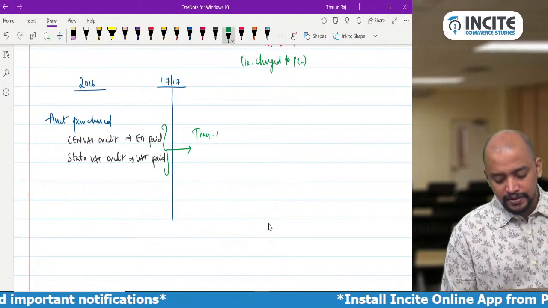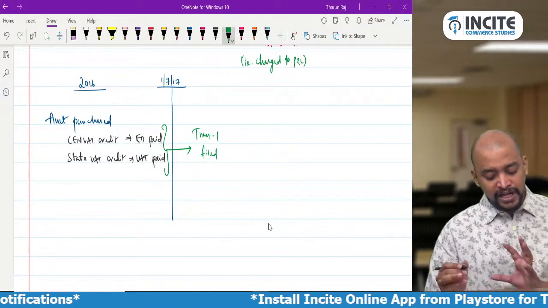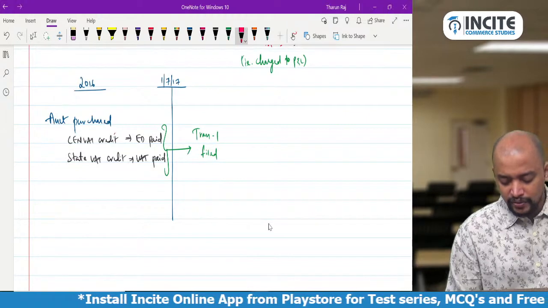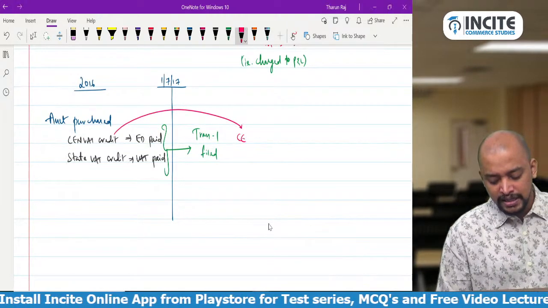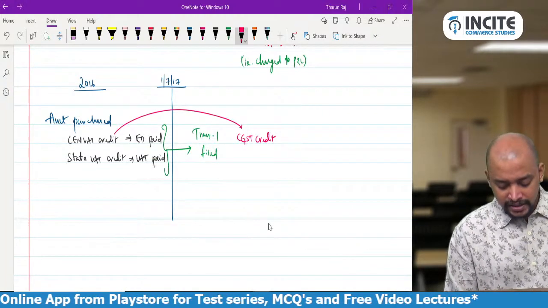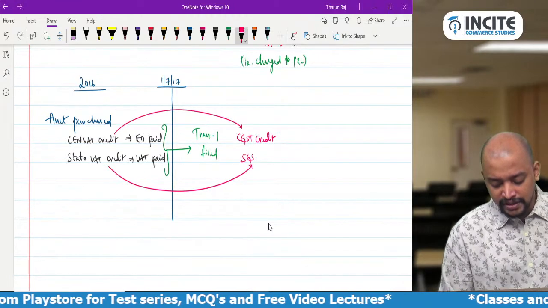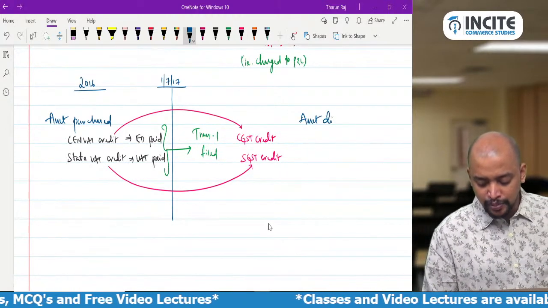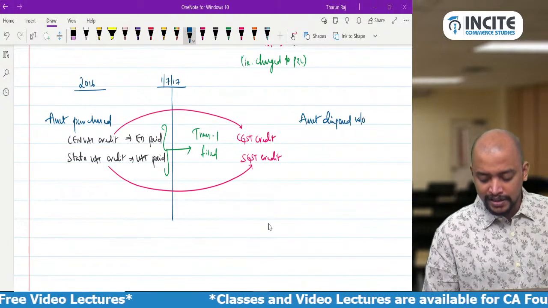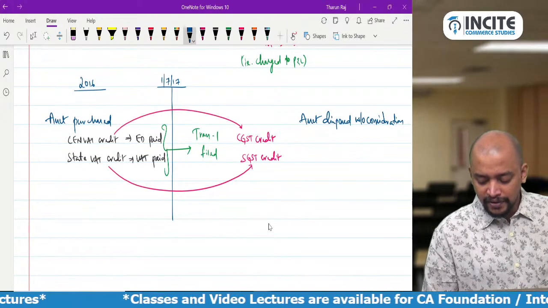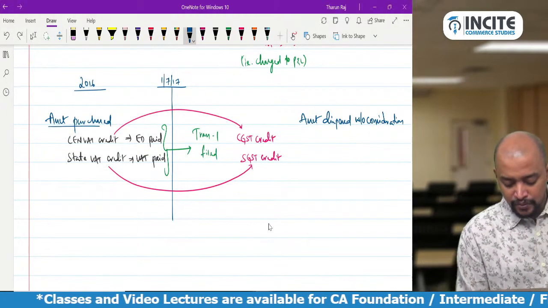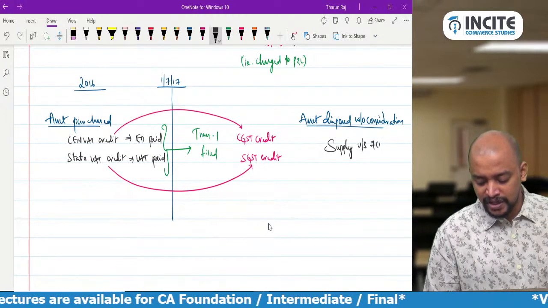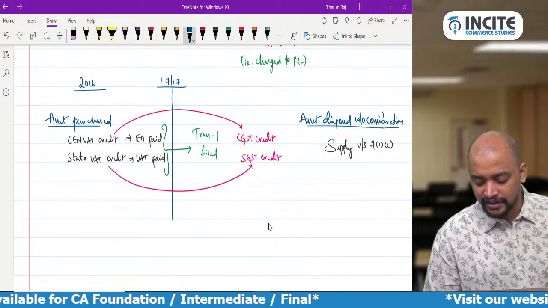Tran 1 filed. When Tran 1 is filed, what will happen? The Senvat credit will become CGST credit, and the state VAT credit will become SGST credit. Now the asset is disposed of without consideration. Will it become supply under 7(1)(c)? Yes, it will become supply under section 7(1)(c), disposal of business asset on which ITC is availed. Okay, clear?